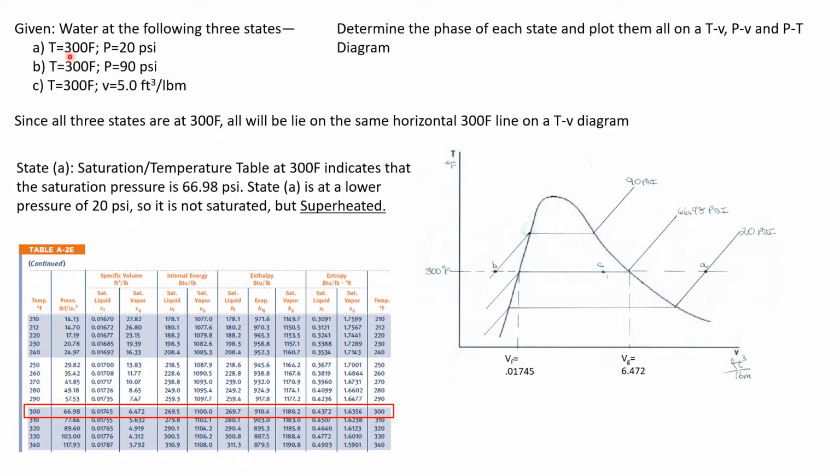All the states are at the same temperature of 300 degrees Fahrenheit, but state A has a pressure of 20 psi, state B has a pressure of 90 psi, and for state C, we don't have a pressure, but the specific volume is given as 5 cubic feet per pound mass. And we want to determine the phase of each of these states, and we want to plot them all on a TV diagram, a PV diagram, and a PT diagram.